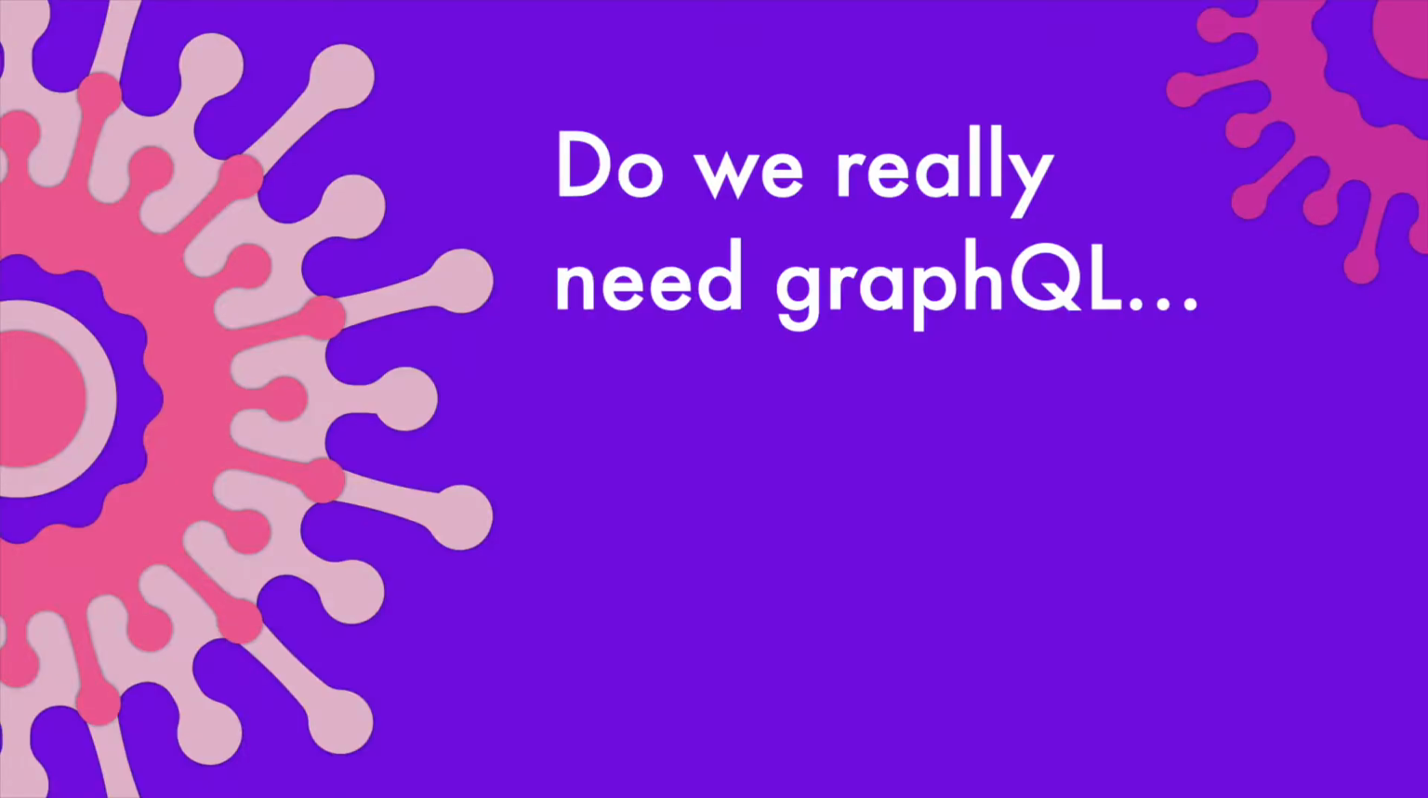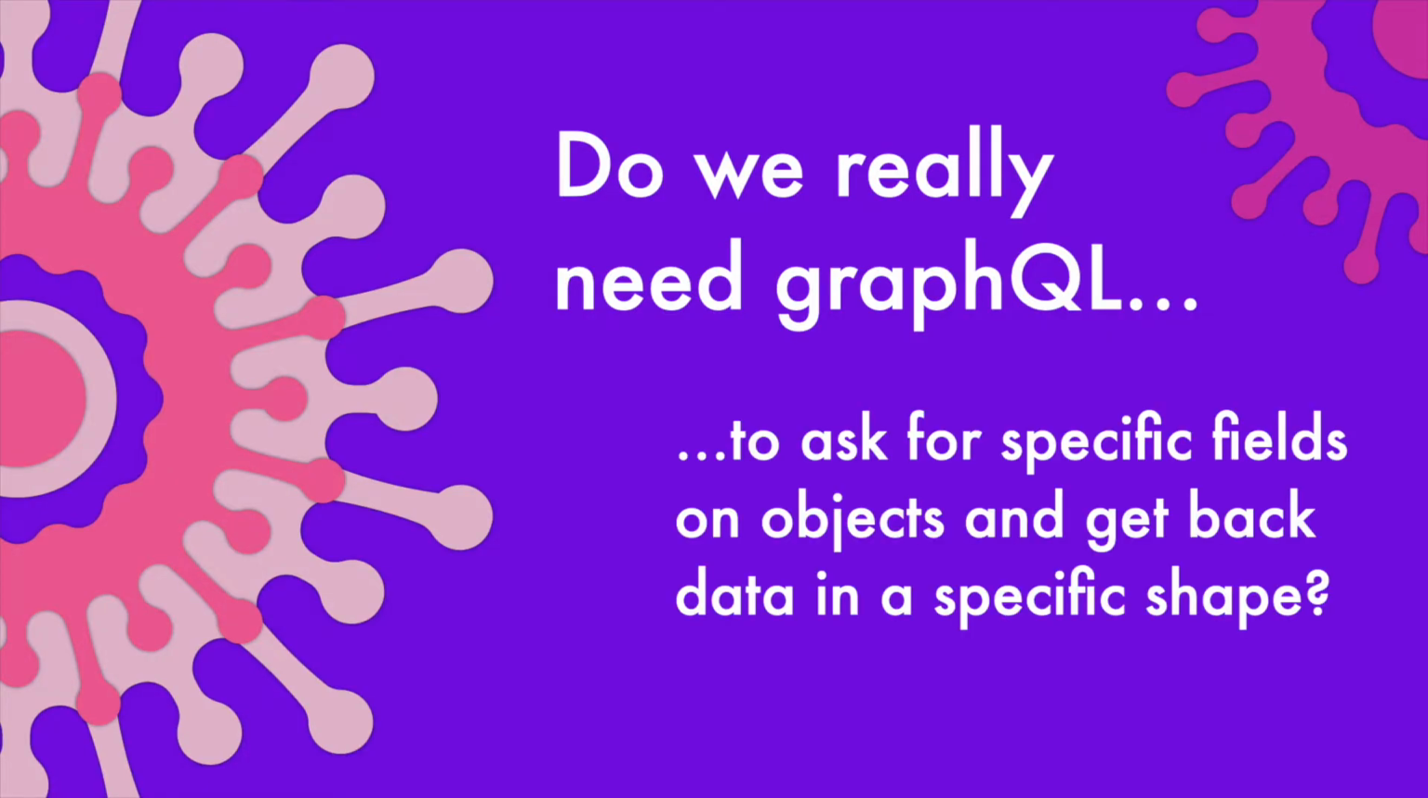Right, so do we really need GraphQL to ask for specific fields and objects and get back data in a specific shape? My answer to this would be no. If all you want to do is get back specific fields, then there's no reason why your good old REST API can't be made to do this. You could just send through a query string with a list of fields. But if we take it that step further and specify the shape of the results, that's where you'll need to start breaking rules. And that's exactly what we're going to do. We're going to break some rules and make our API just a little less RESTful.